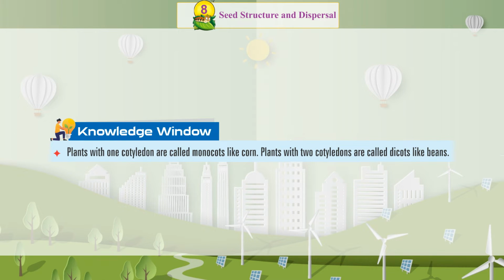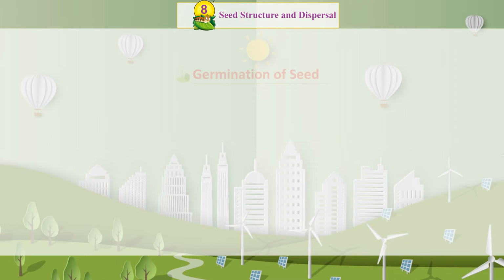Knowledge window. Plants with one cotyledon are called monocots like corn. Plants with two cotyledons are called dicots like beans.